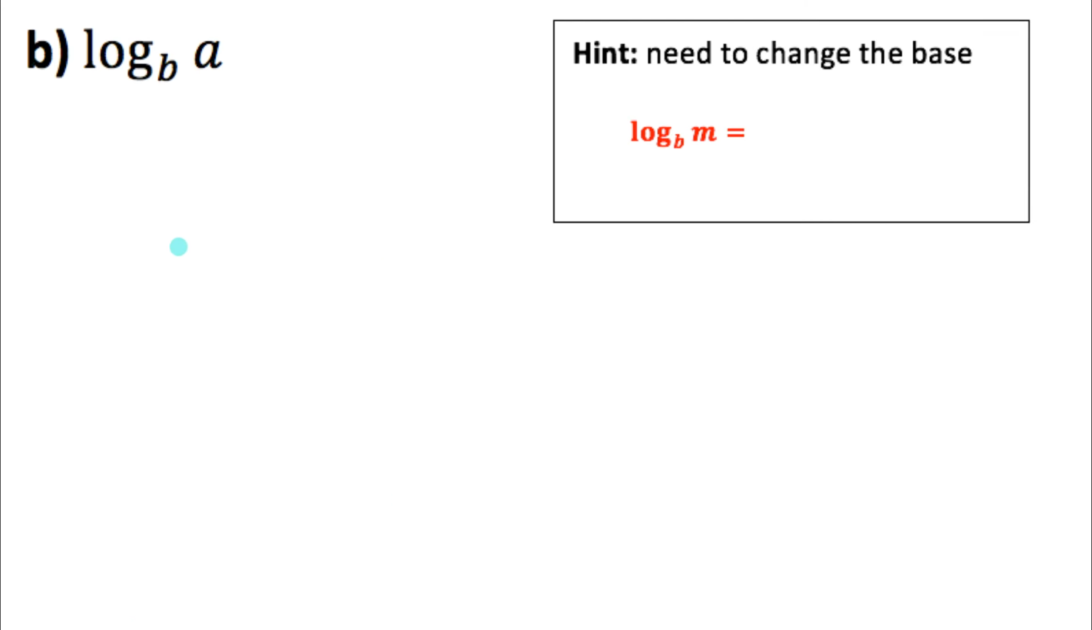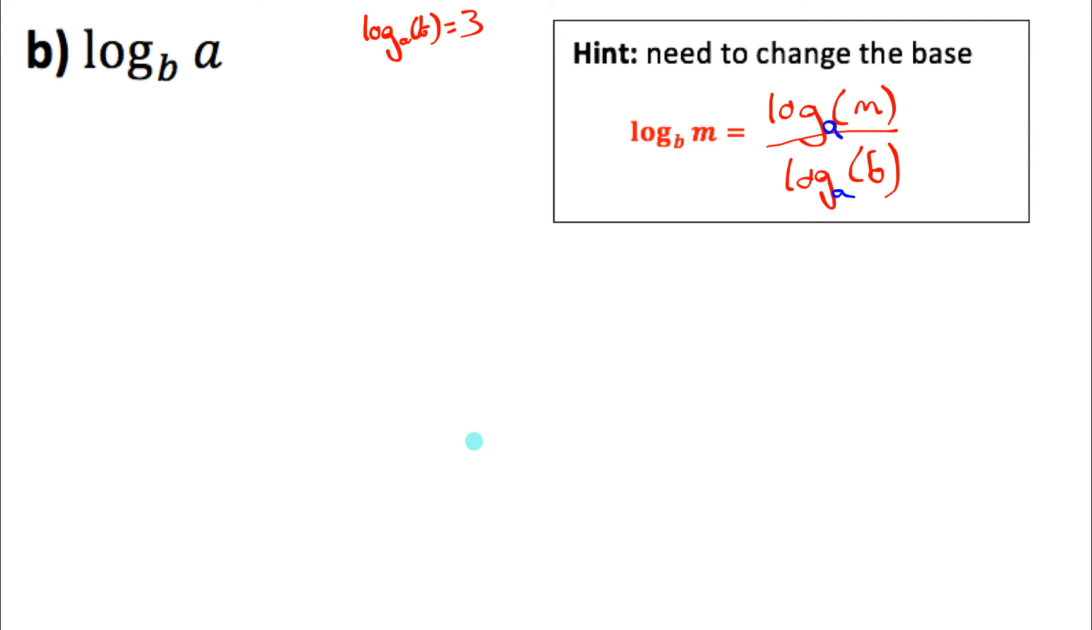We want to evaluate log base b of a, but all we know is that log base a of b equals 3. Let me just jot that down so we remember. We know that log base a of b equals 3. And I put a hint here. In order to do this one, we're going to need to use the change of base formula. Remember, if we have a logarithmic expression, I could write that as a quotient of two logs by writing log m over log b. And the quotient of those two logs, the base of those logs doesn't have to be 10.